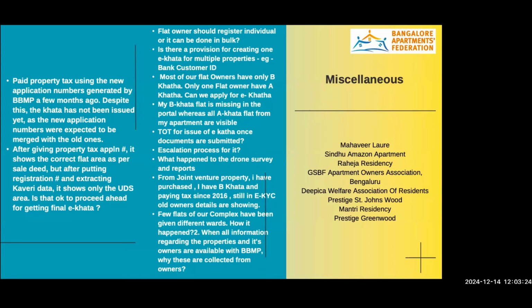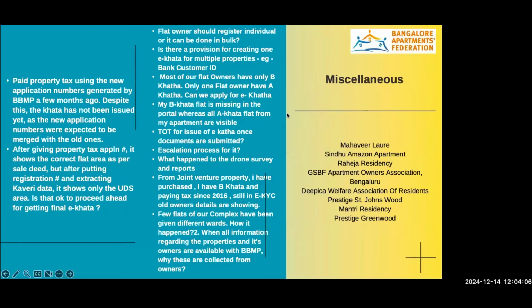It's a mutation process. Few flats of our complex have been given different wards. How did it happen? Okay, see, it could have happened by mistake, obviously. So we are now releasing an option to correct the ward in the ARO offices. The caseworker can correct the ward and the ARO will approve it. That module is going to roll out in the next 4, 5, 7 days. So you can understand that for a lot of these individual issues, we are issuing modules and solving them. This will also get rectified. As of now, we have not allowed ward correction, but it will happen in maybe the next 5, 6 days.